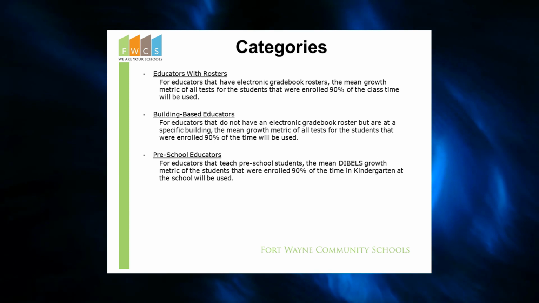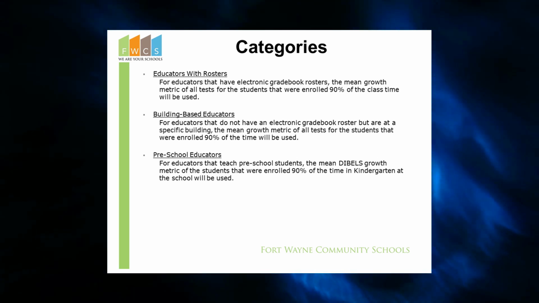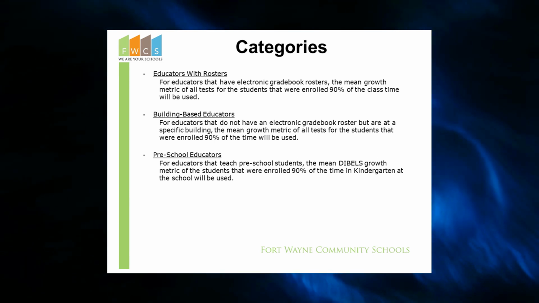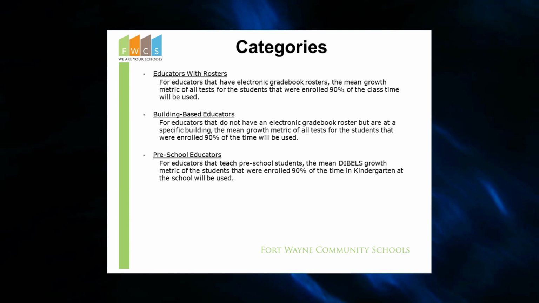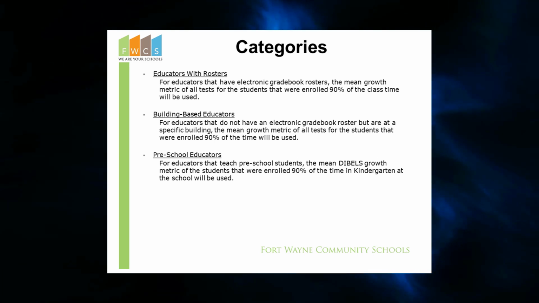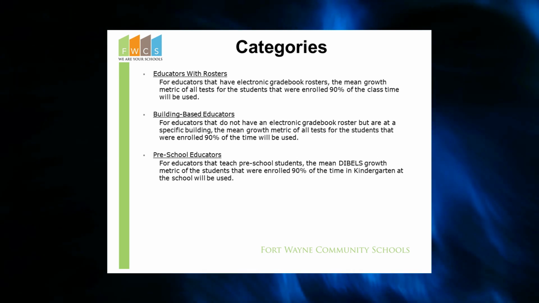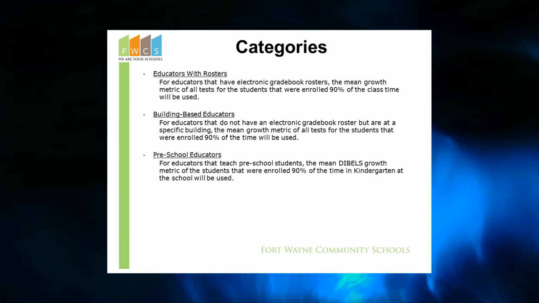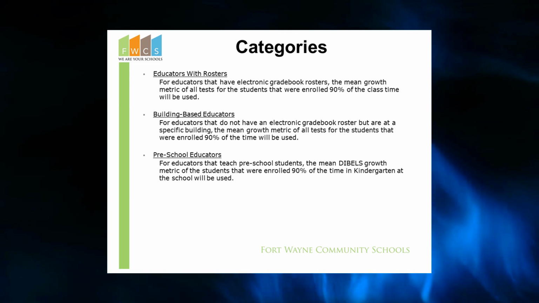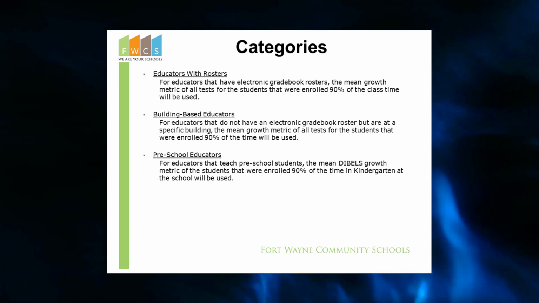The second category is building-based educators. For educators that do not have an electronic gradebook roster, but are at a specific building, the mean growth metric of all tests for all the students that were enrolled at that building for 90% of the time will be used. The third category is preschool educators. For educators that teach preschool students, the mean DIBELS growth metric of the students that were enrolled 90% of the time into kindergarten at that building will be used.